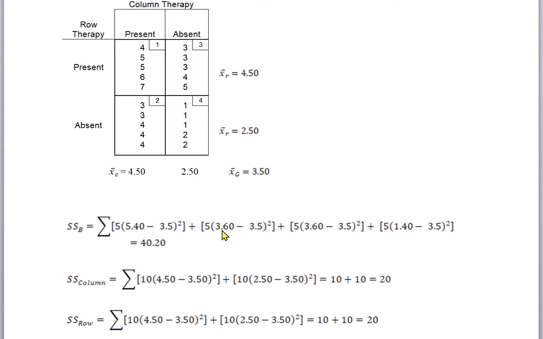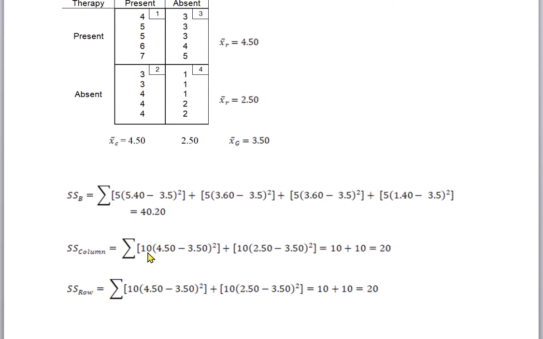And then moving on to cell 2, the mean of cell 2 is 3.6. I presume that's this one here. And we get the same number for cell 3. The cell numbers are right here in the margins, the upper right hand corner of each of the cells. That's cell 1, cell 2, cell 3, cell 4. And we take the mean of cell 3, which is this one, subtract the grand mean from it, square that, multiply by 5, and then do the same thing for cell 4. And when we do those computations and add them up, you get 40.20. And we'll run it in SPSS just to make sure that we have the right numbers.